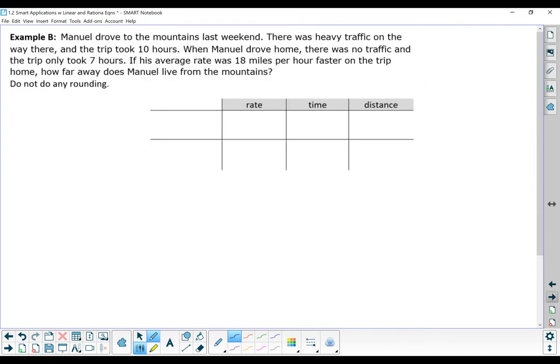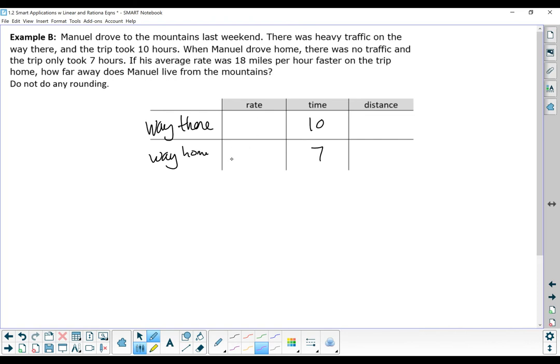Let's try a variation of that. Manuel drove to the mountains last weekend. There was heavy traffic on the way there, and the trip took 10 hours. So on the way there, it took 10 hours. When Manuel drove home, there was no traffic, and the trip only took 7 hours. If his average rate was 18 miles per hour faster on the trip home, how far away does Manuel live from the mountains?